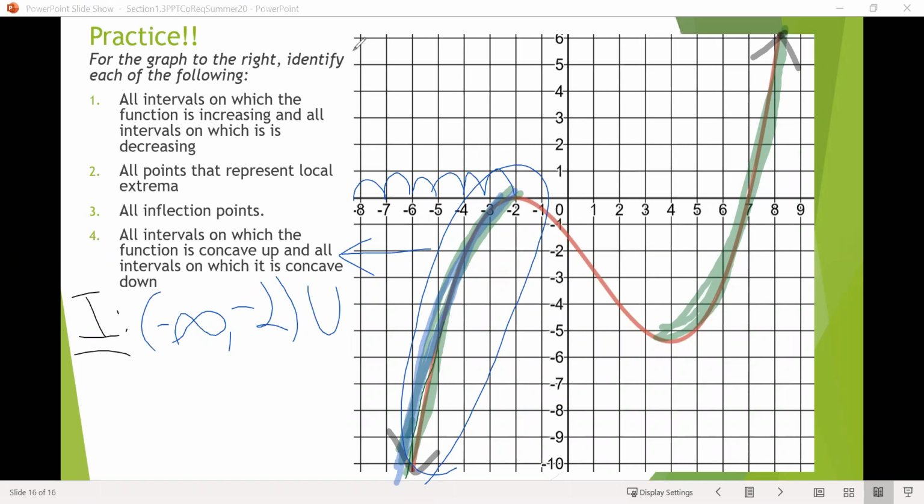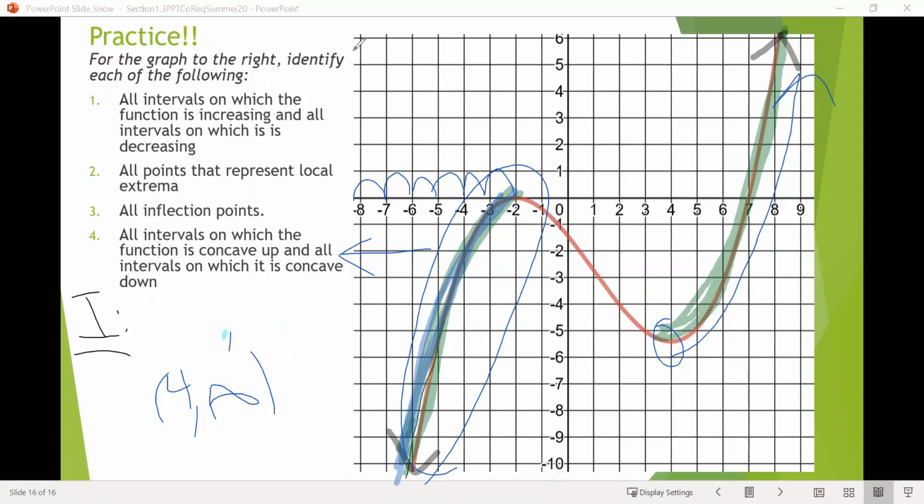And then we union that with another interval where it's increasing that starts right here, it looks like, at 4, but not including 4, because that's a place where it changes from decreasing to increasing. And then it goes further to the right. So it looks like our interval for increasing would also include infinity. So our increasing interval will be negative infinity to -2, union 4 to infinity. Okay, and that's because those are those two pieces of the graph there where it's increasing. All right, let's now look at decreasing.